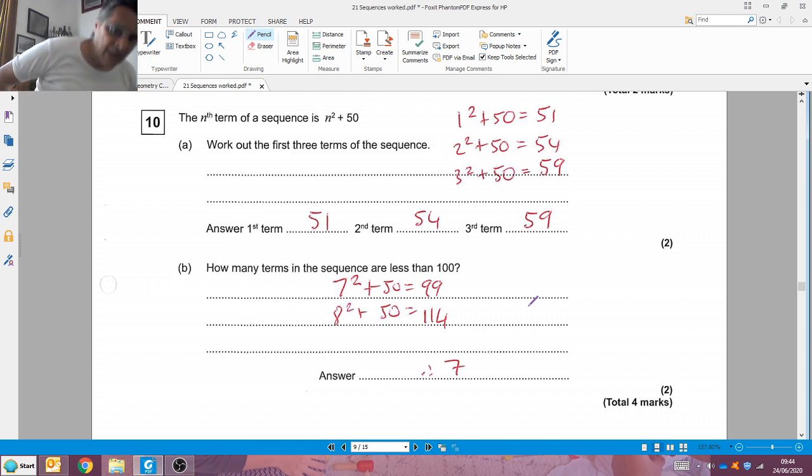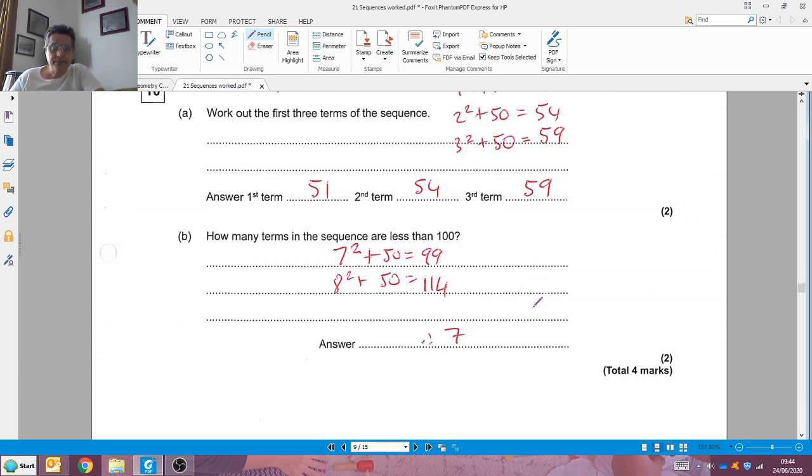So how many of these terms are less than 100? Well, there's the first one, there's the second one, there's the third one, and there's the 7th one. So 7 of these are under 100.